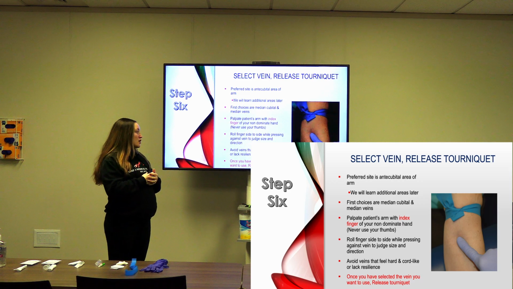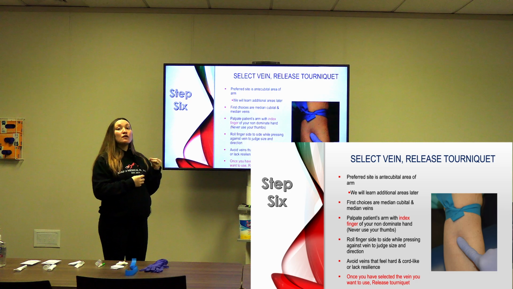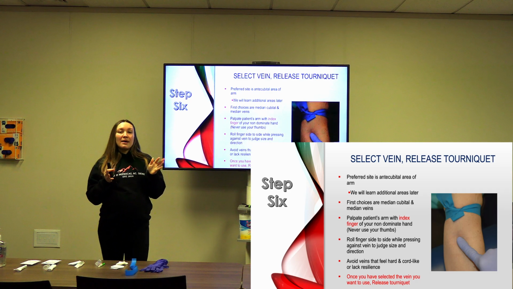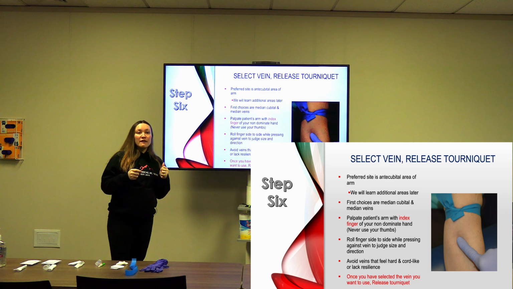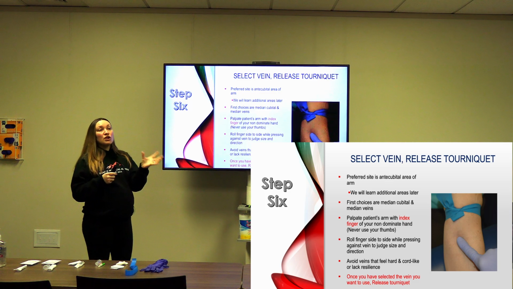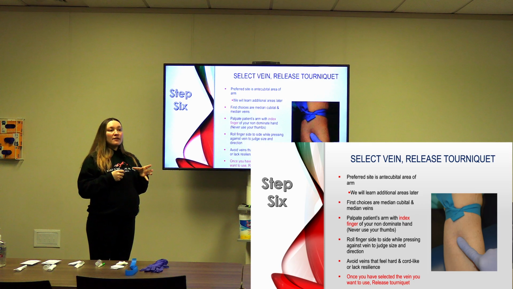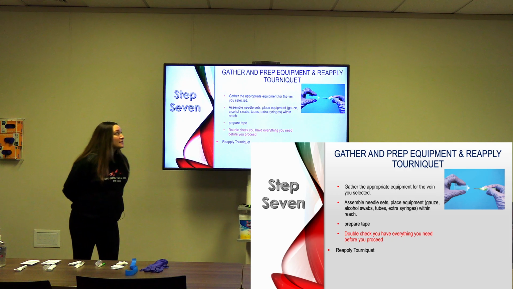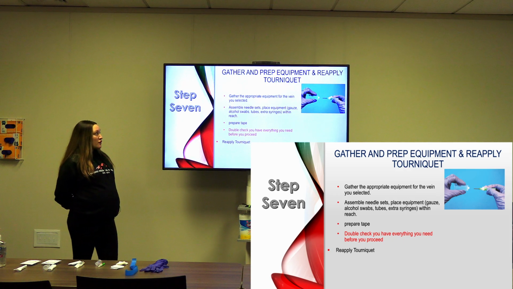Once you have selected the vein you want to use, release your tourniquet. Don't forget, we can only keep the tourniquet on for 1 to 2 minutes. Generally about that 1 minute is how much time we want to use to find a vein. Once we have found the vein, we'll pop the tourniquet off as we gather our supplies. We're gathering and prepping our equipment, okay? Gather the appropriate equipment for the vein you selected.